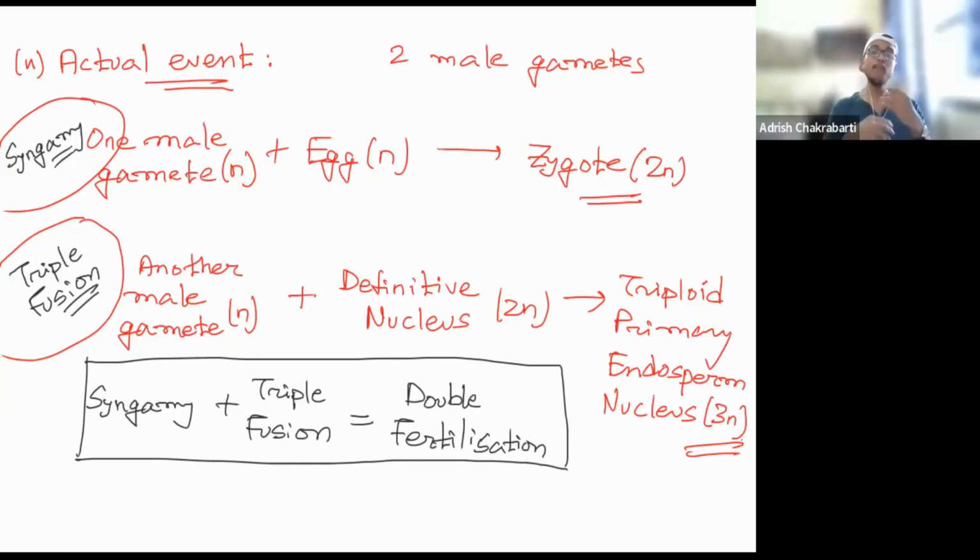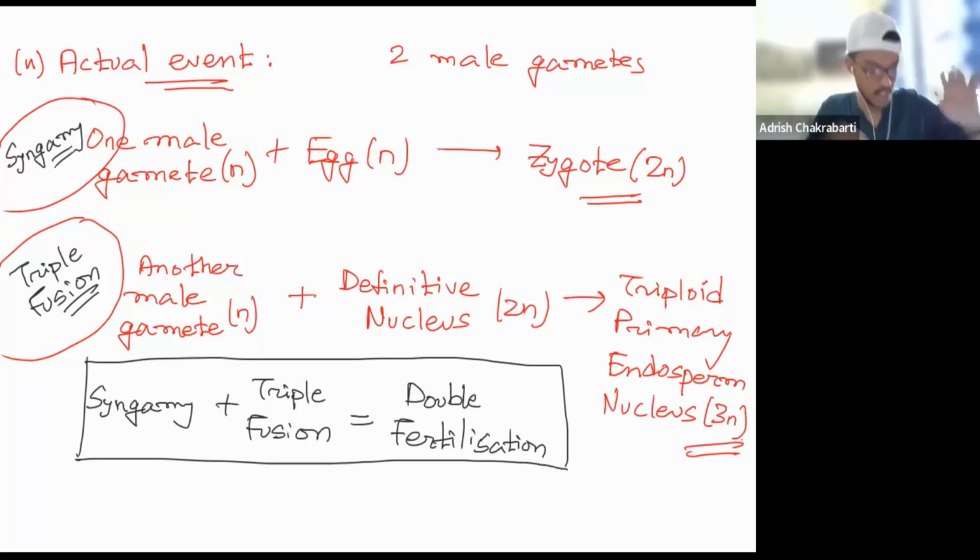Okay. Now in the post-fertilization events, we are going to study how the zygote develops into the embryo, and this primary endosperm nucleus forms the endosperm. This is the next topic of discussion, that is the post-fertilization events. So the syngamy and triple fusion, they are together known as the double fertilization.